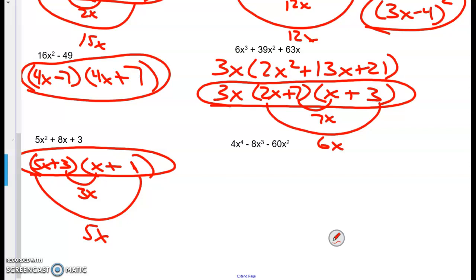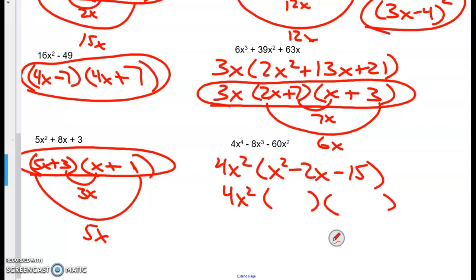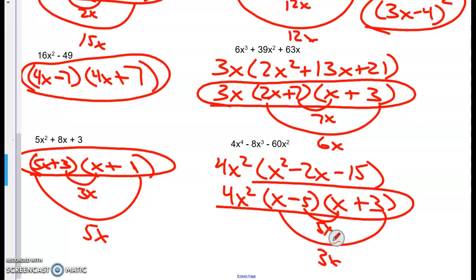Second one, I'm going to take a 4x squared out of there: the biggest number, the lowest exponent. I'm left with x squared minus 2x minus 15, which becomes a much simpler factoring problem. We're left with x squared, so x and x. My factors of 15 are 5 and 3, or 1 and 15. In this case, I'm going to say 5 and 3 will work. We get 3x, we get 5x, and I need a negative 2. If my 5x is negative, negative 5x and 3x becomes a negative 2. So the minus here and the plus here, and this right here is my answer.